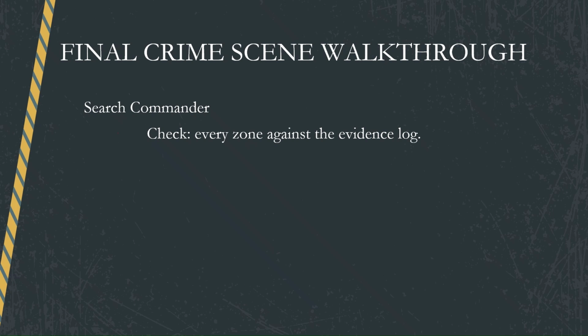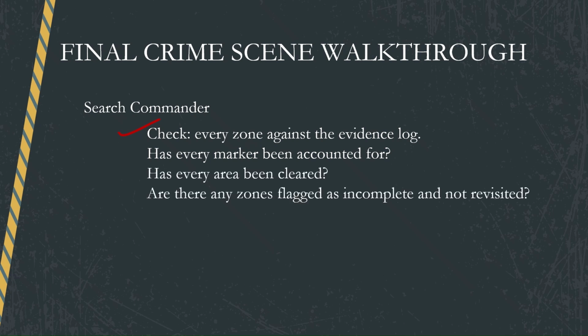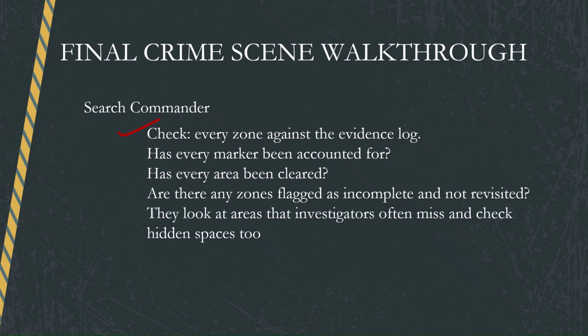They check every zone against the evidence log. Has every marker been accounted for? Has every area been cleared? Are there any zones that were flagged as incomplete and not revisited? They also look at areas that investigators often miss, for example, surfaces that people walk past without noticing, like ceilings, high shelves, the top of wardrobes, or the back of doors. They check hidden spaces too, like under the furniture, inside the appliances, or behind the wall fixtures. At every point, they ask one simple question: is there anything that has not been accounted for?